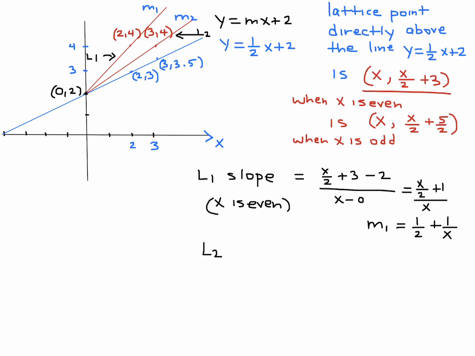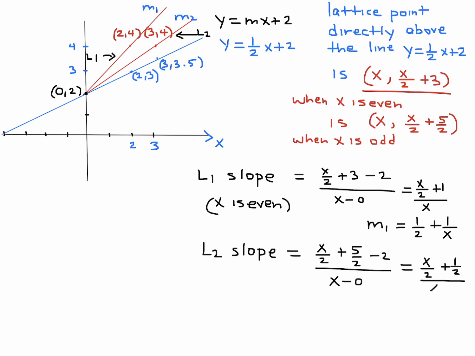Now in the very same way, figure out the slope for L2. That same thing, rise over run, (x/2 + 5/2 - 2) all over (x - 0). This is (x/2 + 1/2) all over x, and when you simplify this, it becomes 1/2 + 1/(2x), and that's M2, and that is when x is odd.